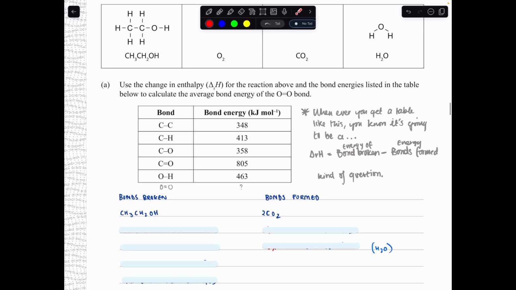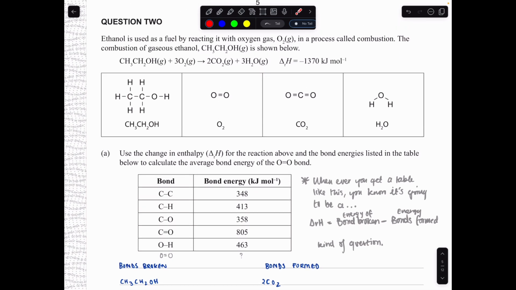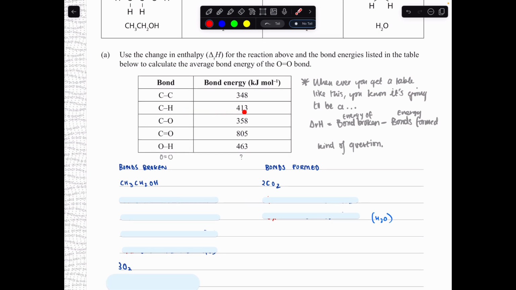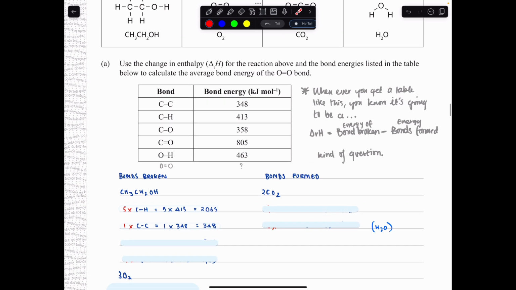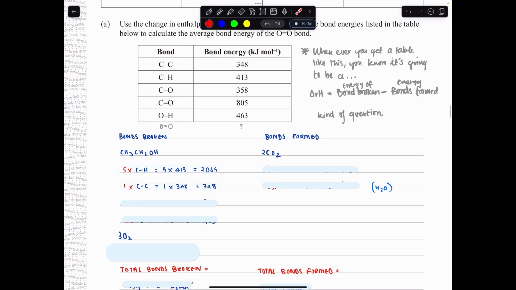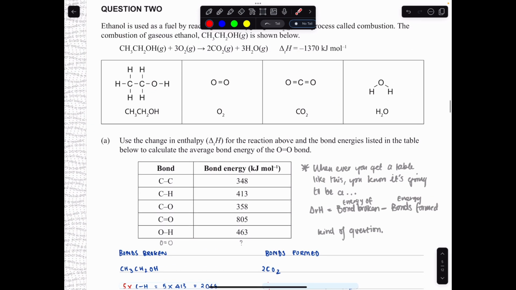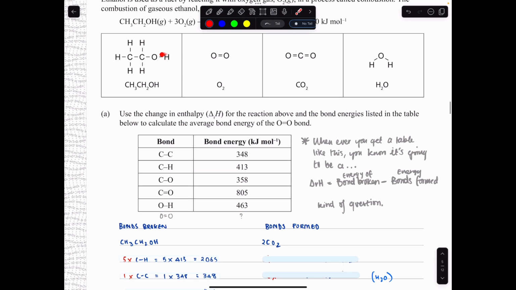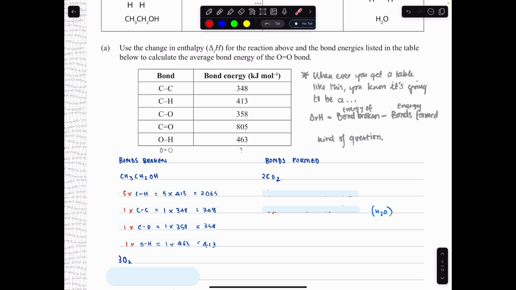So as we can see here, we've got 1, 2, 3, 4, 5 C-H bonds. One C-H bond is 413 kilojoules per mole. But because there's 5 of them, we have to times that value by 5, and that gives me 2065 kilojoules per mole. We've also got a C-C bond. There's only one of them, so that's going to be 348 kilojoules per mole. Then we've also got one C-O bond, which is worth 358. And then one O-H bond over here, which is worth 413 kilojoules per mole.